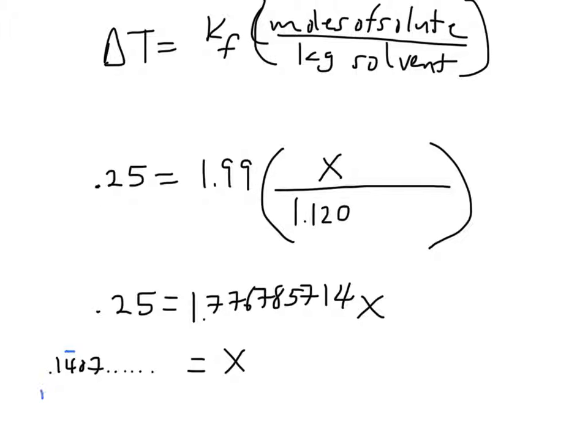But keep in mind that this is moles of silver, but the problem is actually asking us for the grams of silver. So like I showed you on the previous slide, in order to get from moles to grams, we need to multiply by the molar mass. So we're going to take this 0.1407035176 and multiply by the molar mass of silver, which we can find on the periodic table. That's 107.87.